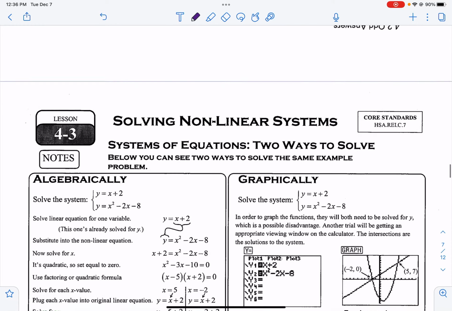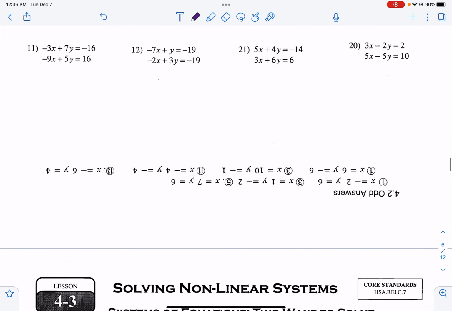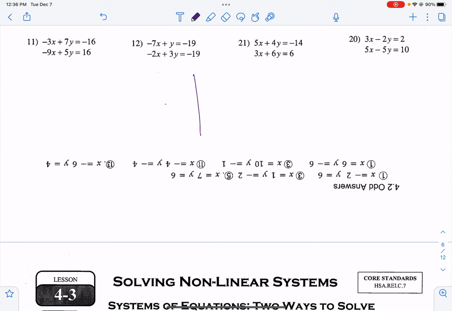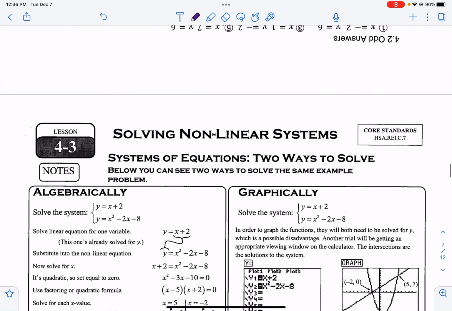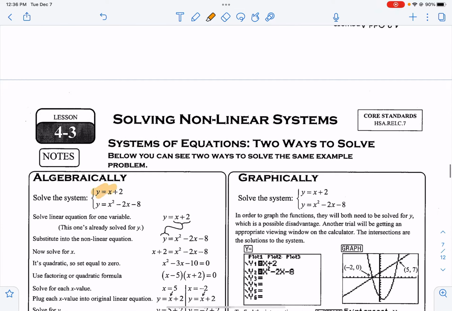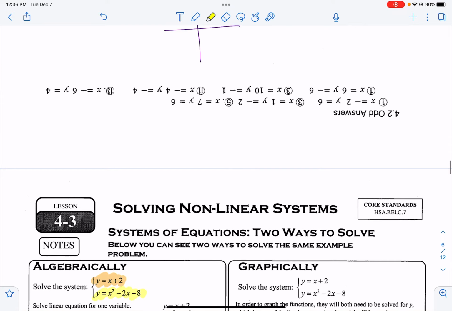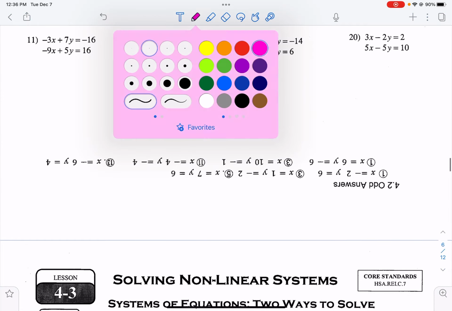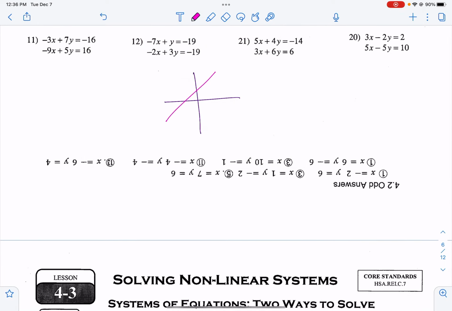And all that means is, if I scroll up a little bit, I still have two equations. If you look at the example, this first one, you have y equals x plus 2, and you have y equals x squared minus 2x minus 8. You still have two equations, but one of those equations is a line. The other equation is not a line. It might be a parabola, which means you're going to cross possibly in two different places.